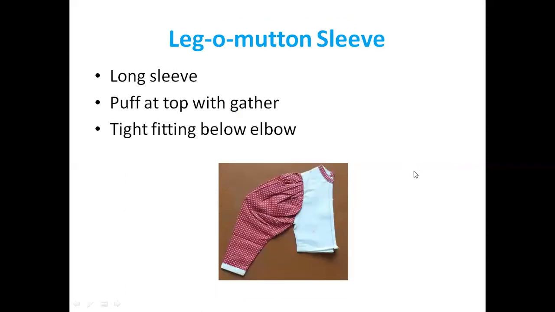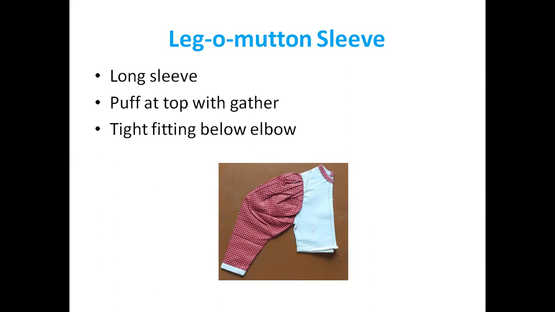Then the last one, which is mentioned in the sleeves, is leg of mutton sleeve. So this leg of mutton sleeve is a long sleeve. It is having puff at the top portion and it will be tightly fitting below the elbow. You are also seeing puff at top will be having gathering at the top. So it is similar to puff at top.